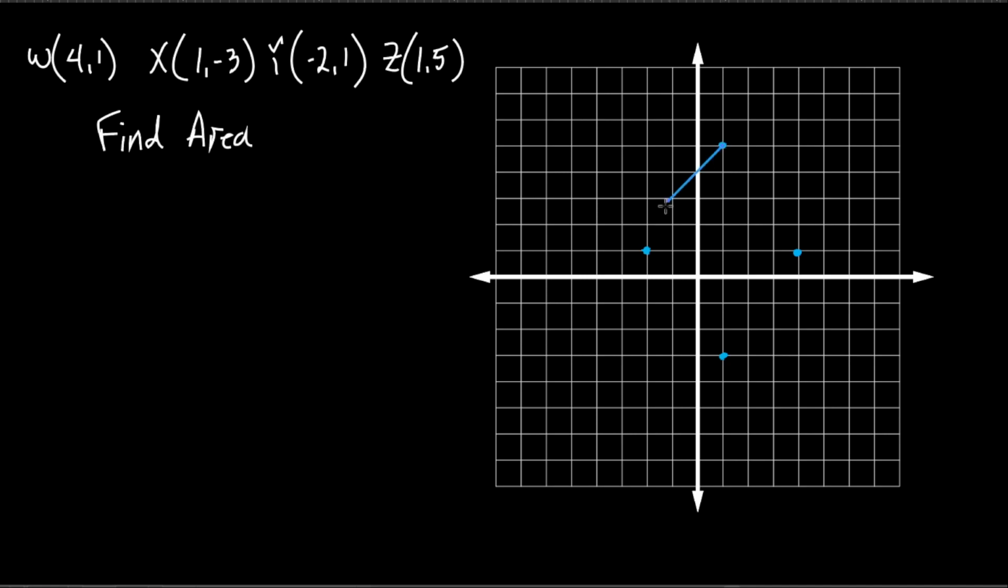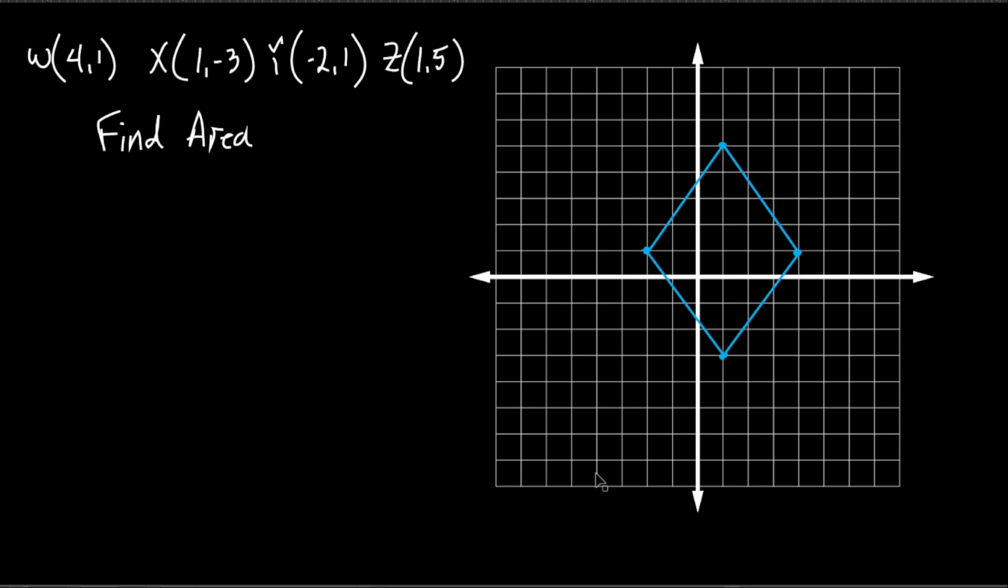Well, let's draw the thing out. There to there. There to there. Oops. Should have started here. And then there. All right, so we're trying to find the area of this thing. Well, we got to figure out what kind of figure it is.